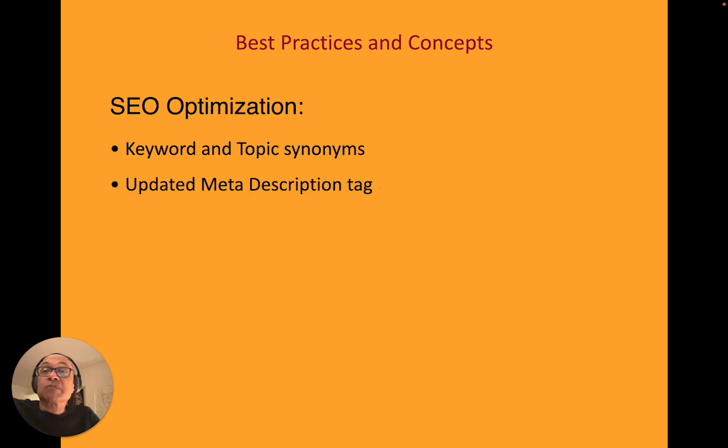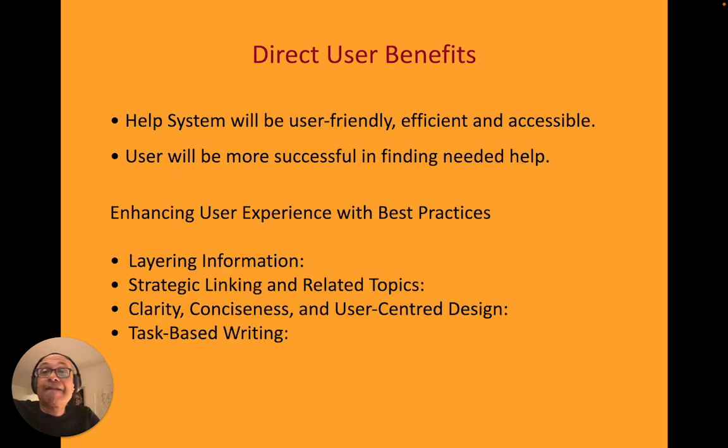For SEO optimization, I searched for synonyms of topic keywords and built descriptions to be used in the topic meta description tag. My descriptions are probably a little long. I decided the trade-off for improved searchability was worthwhile. These practices directly benefit the user of the help system, making it user-friendly, efficient, and accessible. The users should be satisfied and more successful in finding help.